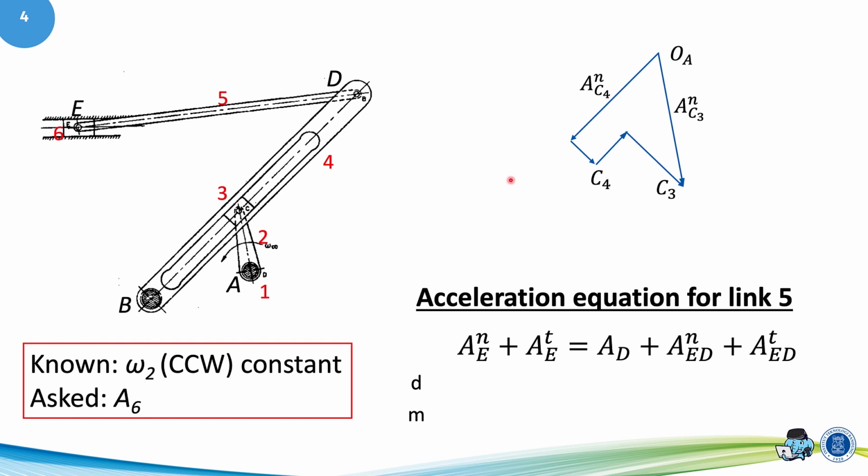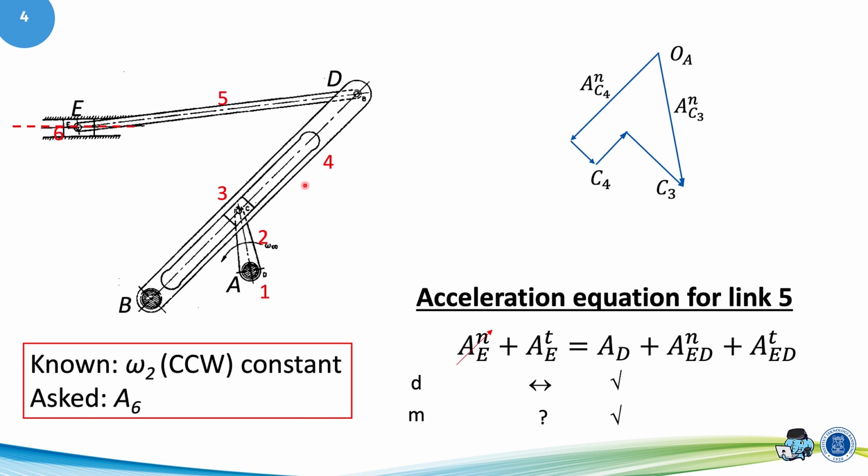So from here, you can continue to another acceleration equation, that's for the link number 5. We have AE normal plus AE tangential equals AD plus AED normal plus AED tangential. But you can see the point E belongs to the slider, which only has translational movement. That's why there's no normal component of the acceleration. And we know the direction of the AE tangential is horizontal because it is a slider, but we do not know the magnitude.